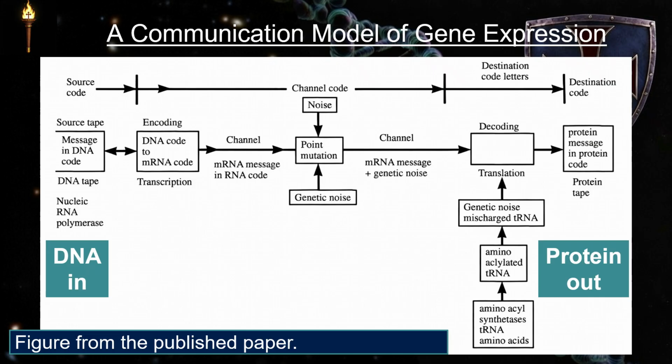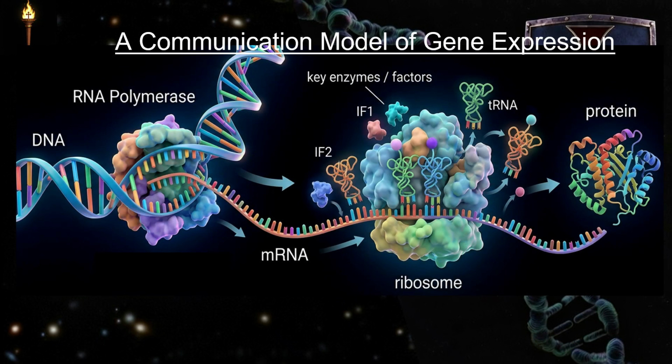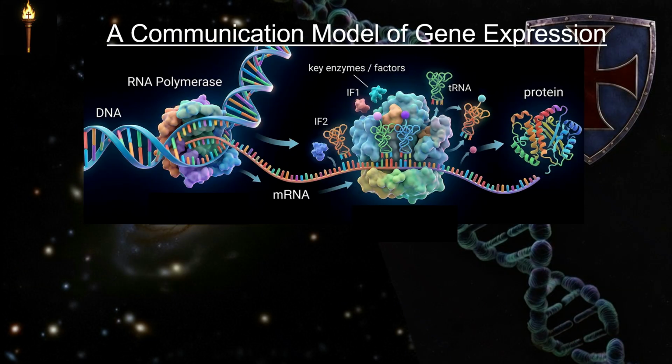So the source is DNA. The output is the protein. Well, this is what that actually looks like in real life. You have the DNA with RNA polymerase, messenger RNA is sent. You have key enzymes and factors working with the ribosome, transfer RNA, all of that to generate a protein. That's what a communication channel looks like when we're talking about gene expression. You have DNA in and protein out. This is the sort of real world way of describing this.